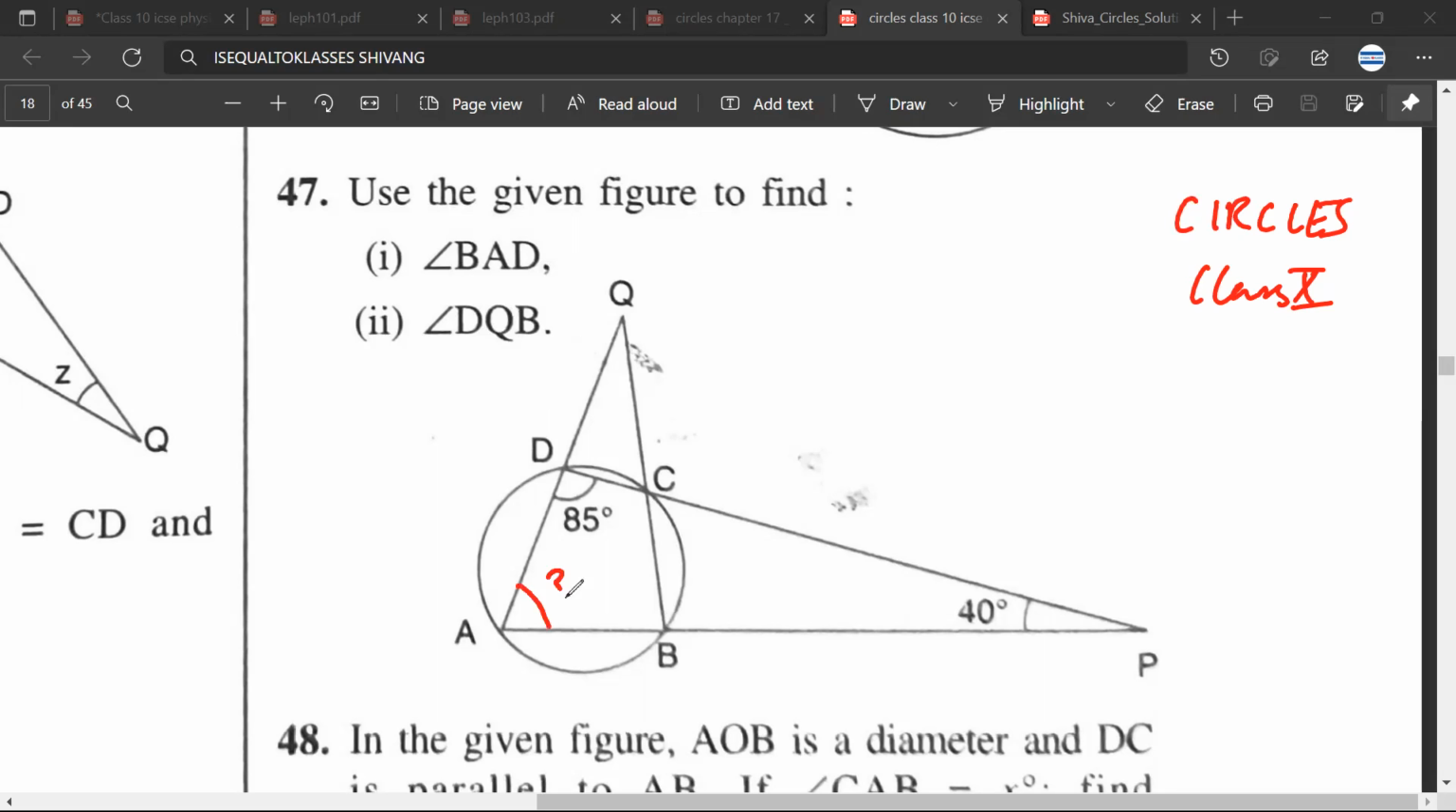This is the angle that we want, and DQB. This is the angle that we want. We are given this 85 degree and 40 degree. So how should we proceed? So we have to find the third angle because we have already been given two angles. So 85 plus 40 will be 125. So the third angle will be 55 degree. Great.